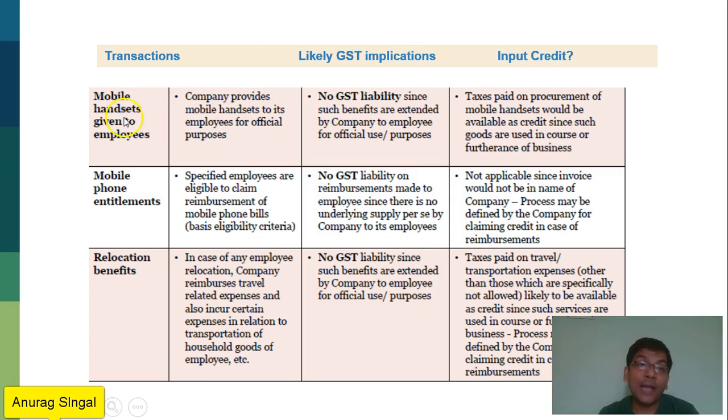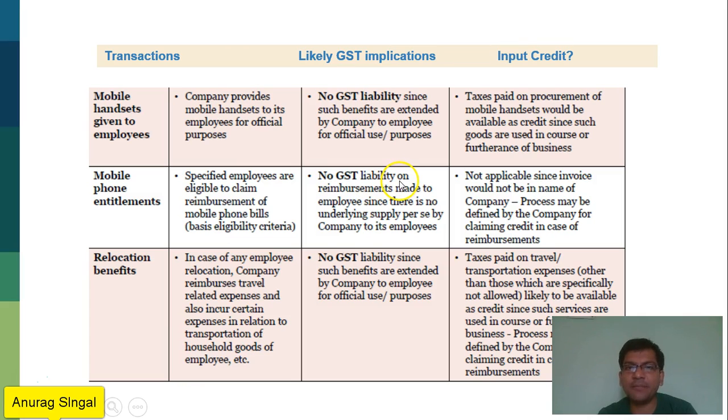As far as mobile handsets which are given to employees, the company is providing this to the employee for official use. Let's say an employee gets a BlackBerry from the company. There will be no GST liability because these benefits are extended for official use or purpose. The company will also be able to take GST credit on the mobile purchase because it is using it in the course of business. Now what about this monthly bill where the phone entitlement is given to the employee? Then you claim reimbursement basis your eligibility criteria.